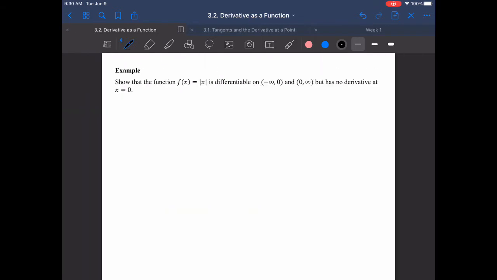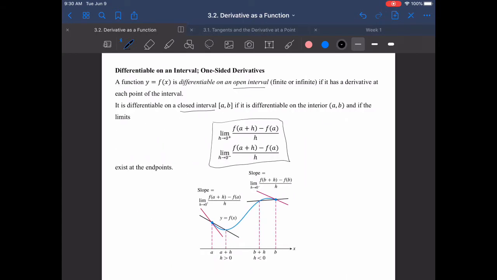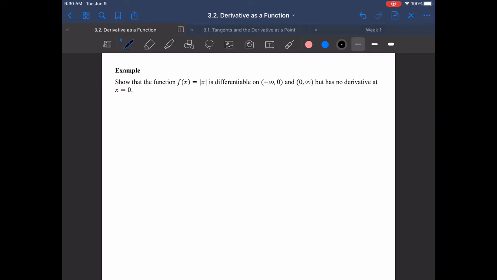Okay, let's take a look here. Let's show that the function f of x equals the absolute value of x is differentiable on negative infinity to 0 and 0 to infinity. Those are open intervals. But it has no derivative at x equals 0, which is why we have these parentheses instead of brackets, because we cannot take the derivative there. So let's take a look. The graph of the absolute value of x is this V-shaped graph. It looks like this, right? That's the absolute value of x.